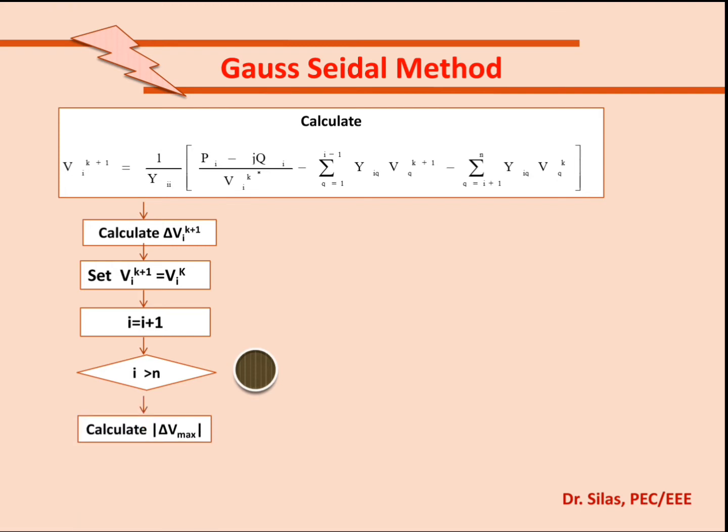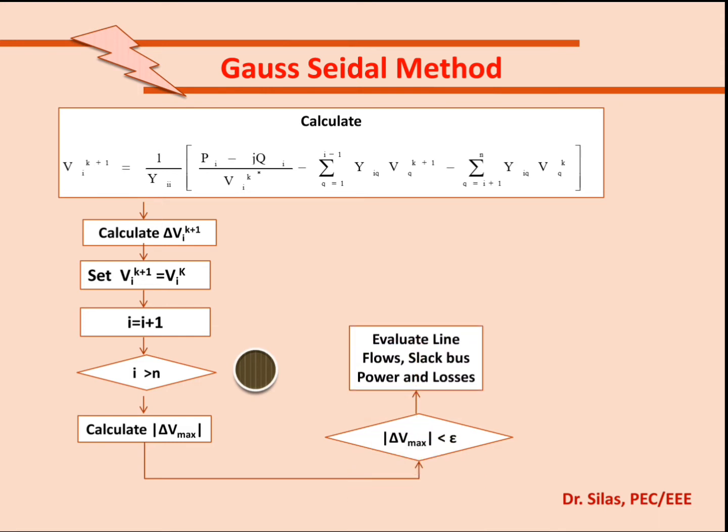Then after determining the voltages at all the buses, you calculate the maximum deviation in voltage, delta Vmax. Now if delta Vmax is less than epsilon, normally this epsilon value is said to be 0.0001, then you can stop the iterative process and evaluate the line flows, slack bus power, as well as the losses, and you can end with the method.